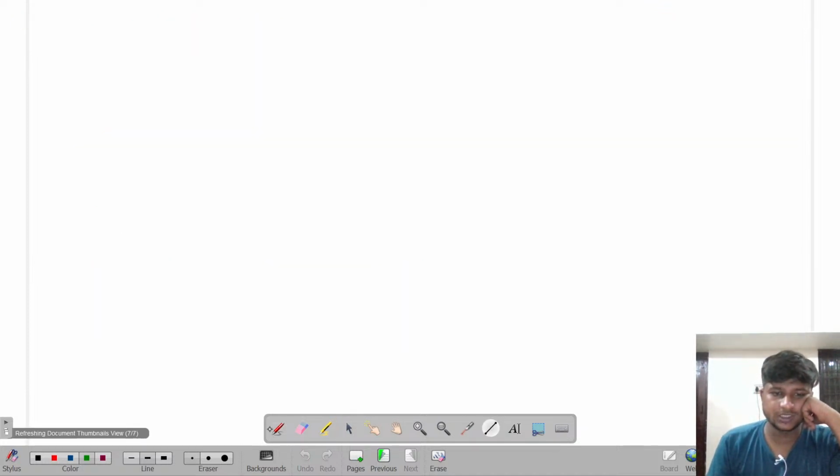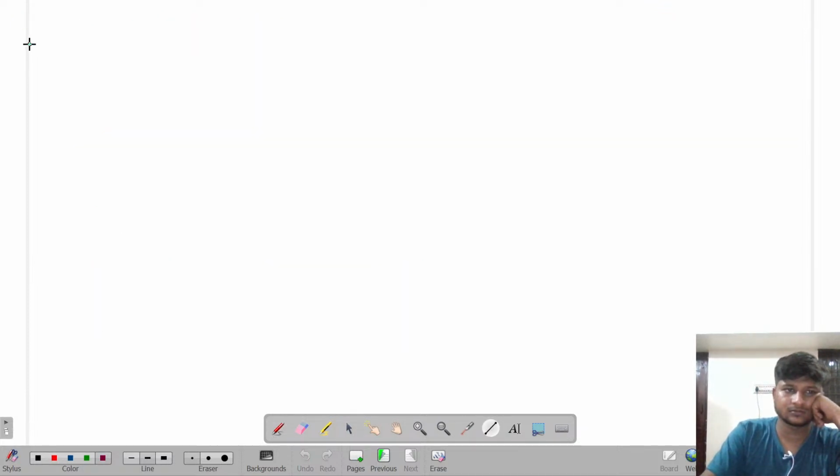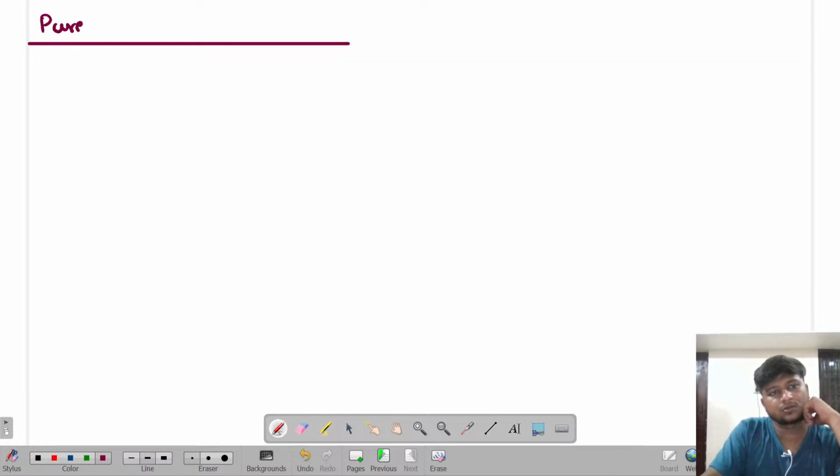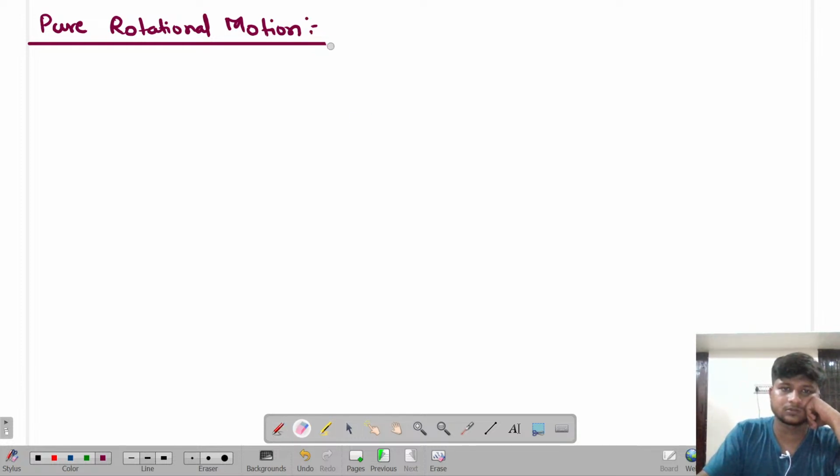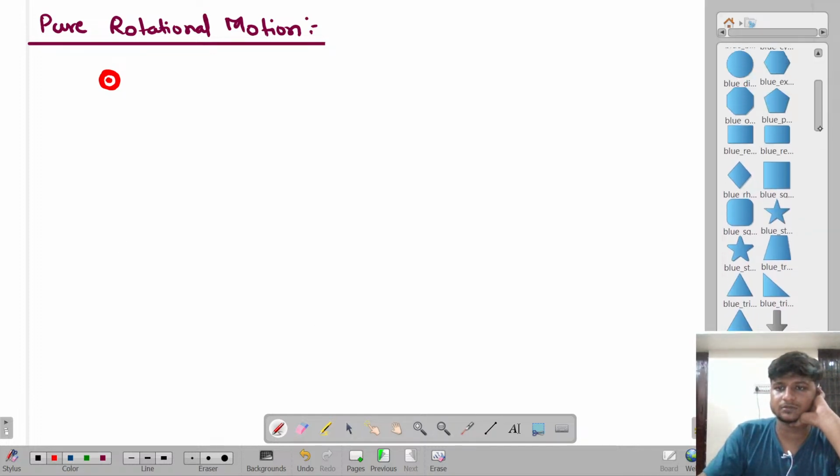Now, let us give the heading: pure rotational motion. Okay. Now let's suppose I have a hinge, like this. And with this hinge, I attach a disc.